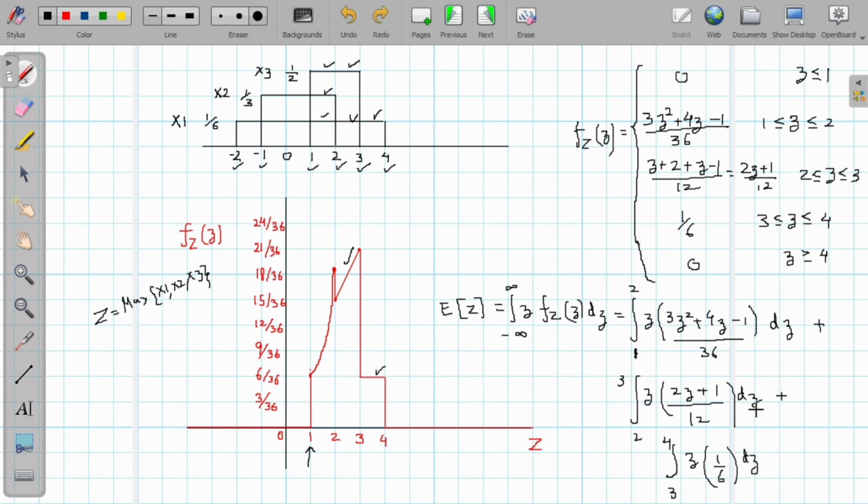So you can calculate this integration and its value will be equal to 1027 by 432. So this is the answer to the question that is asked.